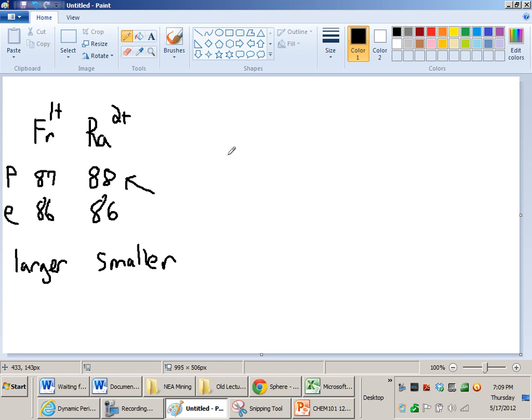Let's think about one more. What if we had francium versus francium 1 plus? So francium neutral would just have 87 protons, and since it's neutrally charged, it has to have the same number of electrons, 87. And francium plus, since it's francium, has the same number of protons. But since it's plus charged, it has to have one less electron. Okay, so think about these electrons.